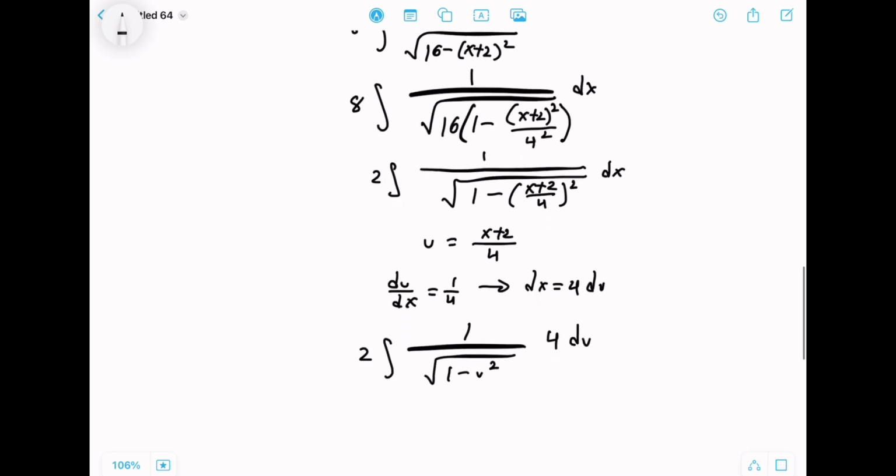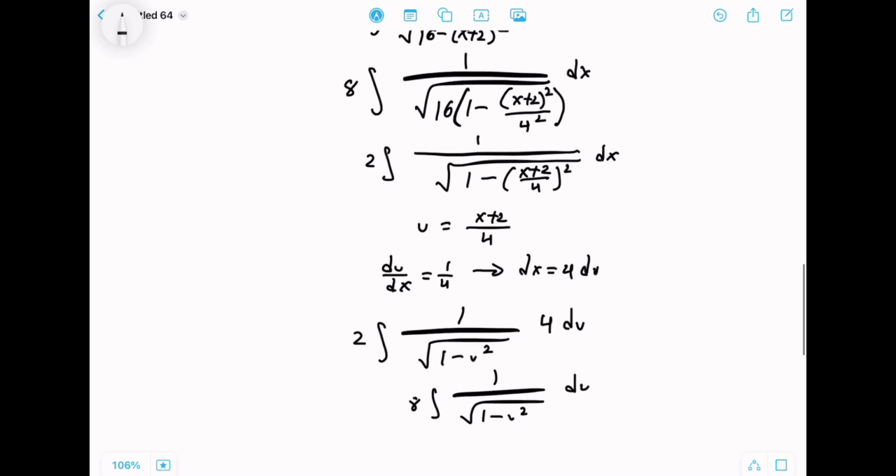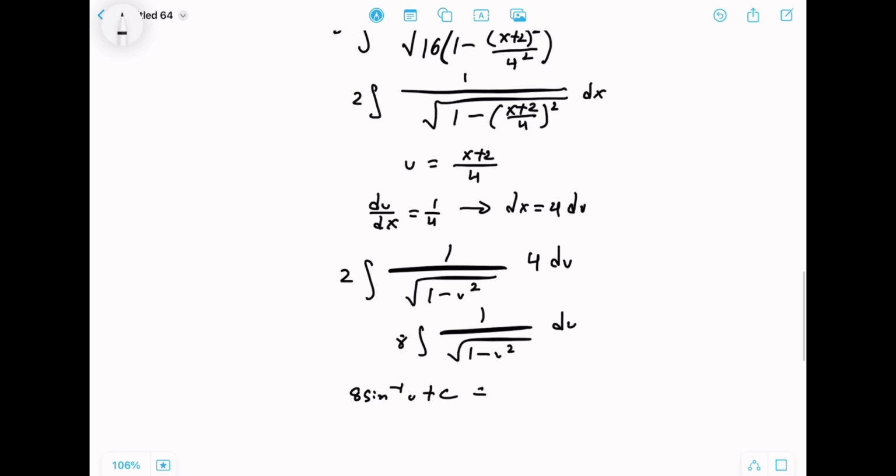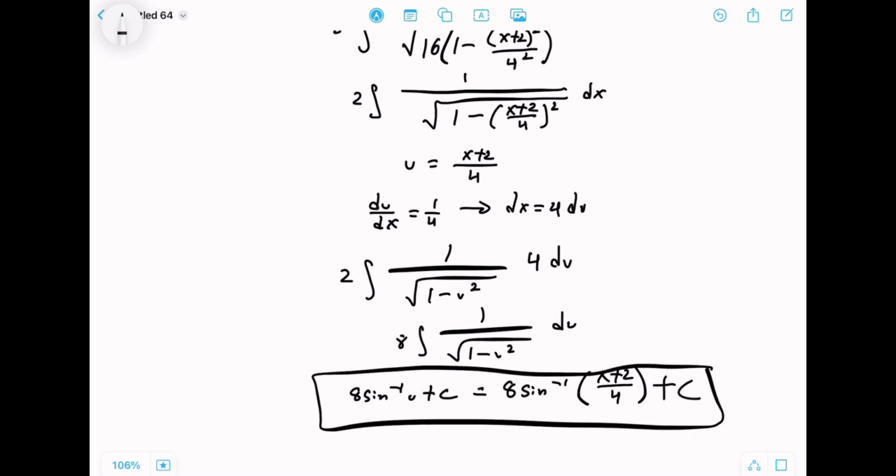I can take out that 4 and I get 8 times the integral of 1 over the square root of 1 minus u squared du. And now this is 8 sine inverse u plus c. And if I sub back in my u, I get 8 sine inverse of, and I set my u to be equal to x plus 2 over 4. And now I just end with plus c, and that right there is the answer to the first problem.